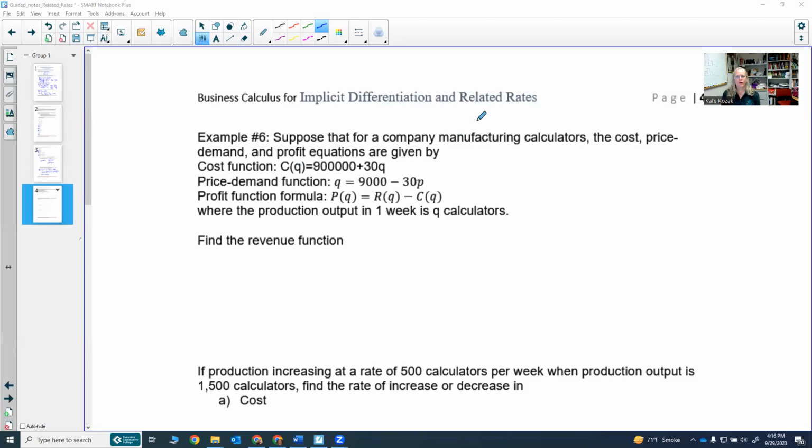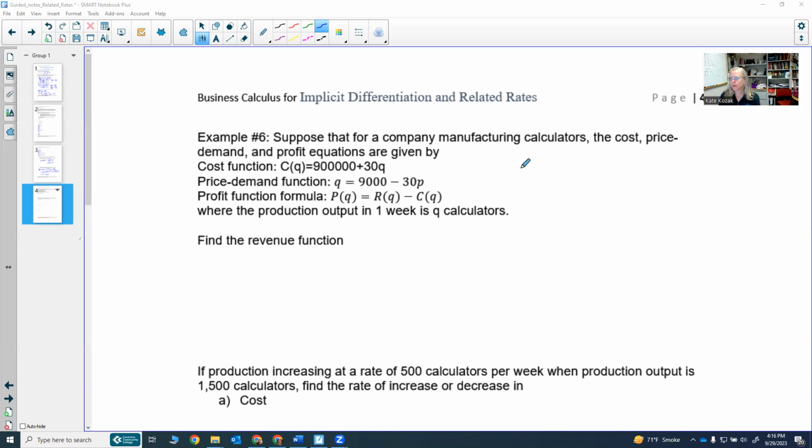This is another problem for related rates. Suppose that a company manufactures calculators. The cost, price, demand, and profit equations are given by: the cost function is C of Q is equal to 90,000 plus 330Q. The price demand function is Q is equal to 9,000 minus 30P. And the profit function formula is that P of Q is equal to R of Q minus C of Q, where the production output in 1 week is Q calculators.